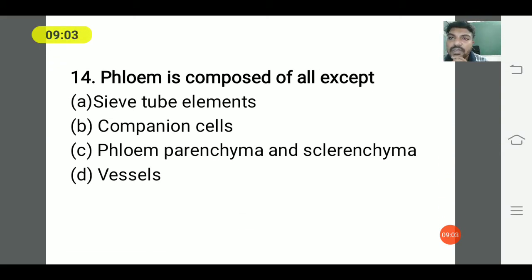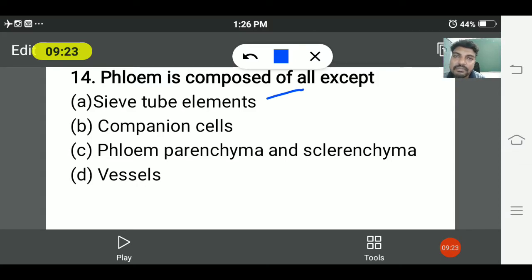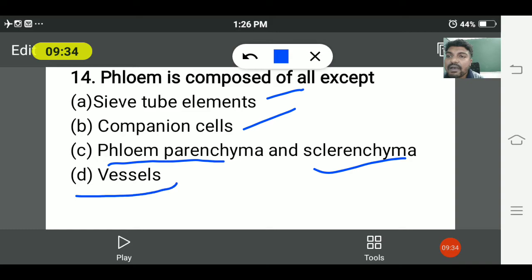Phloem is composed of all except: sieve-tube elements, companion cells, phloem parenchyma and sclerenchyma vessels. So phloem is composed of all except... sieve-tube elements are there, that is right. Companion cells are there, phloem consists of companion cells. Phloem parenchyma is also there. Phloem sclerenchyma means phloem fibers. So vessels are only present in the xylem, not in the phloem. So this is the incorrect one, the one that is all except, that is vessels.